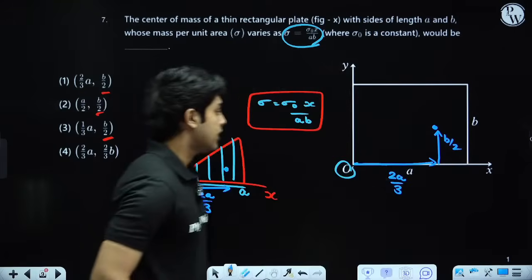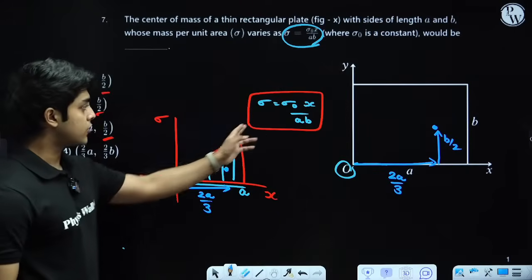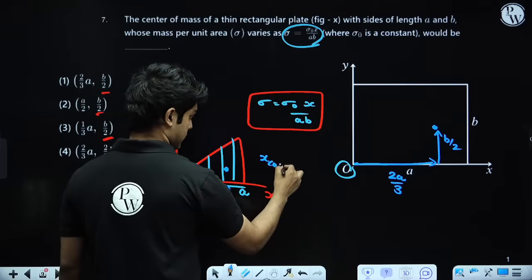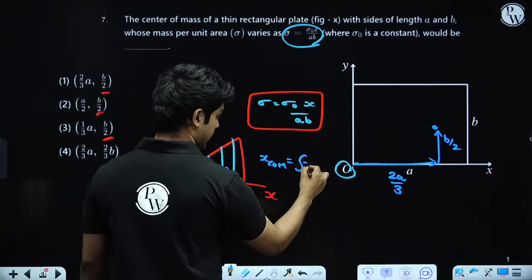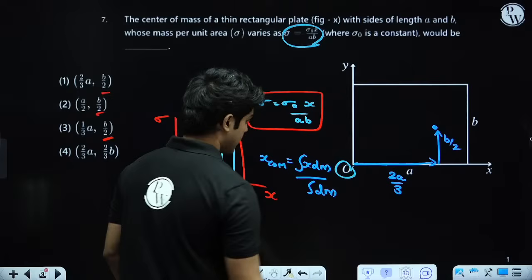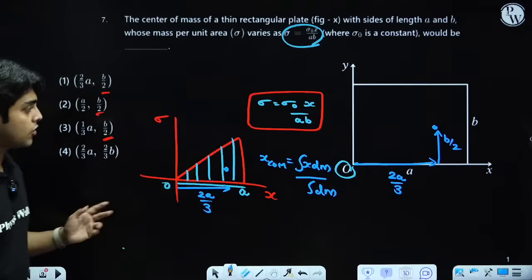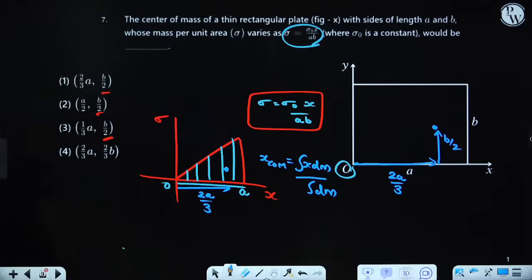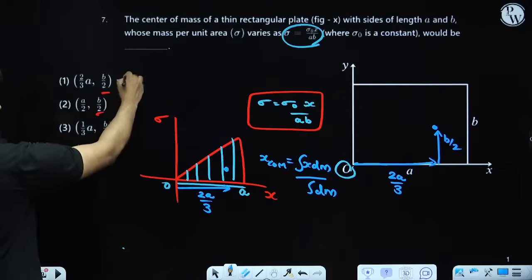Now the other approach is of course using the usual formula, integral x dm upon integral dm, which is not needed for this question. It will be a bit lengthy. Yeah, the answer will be option A.